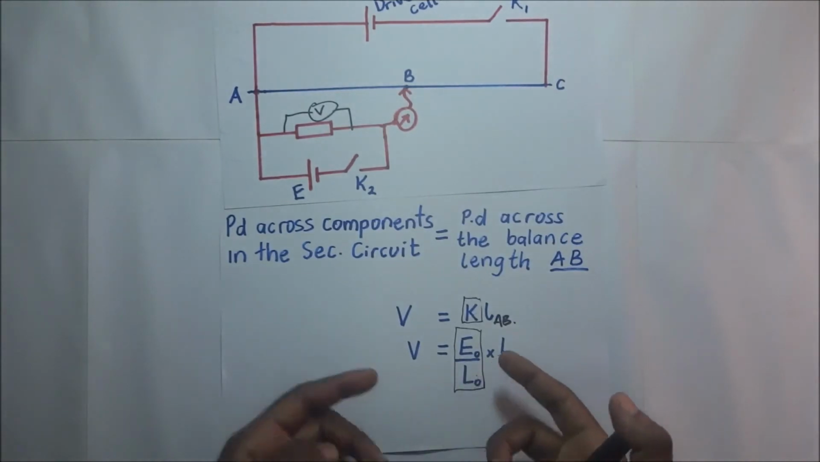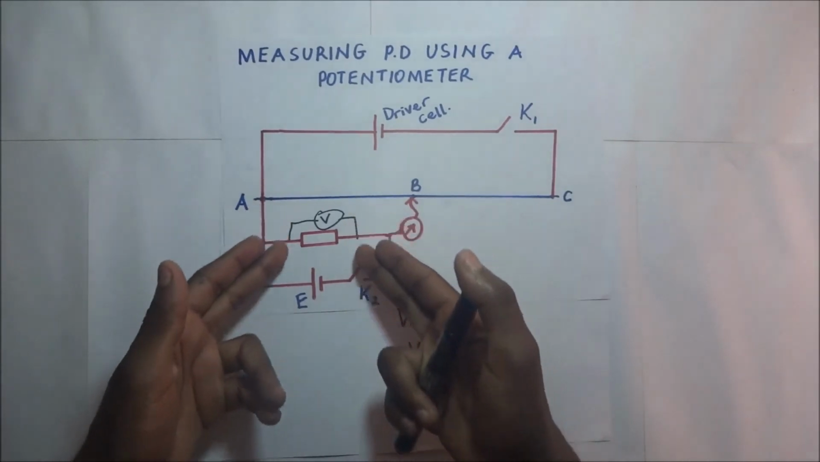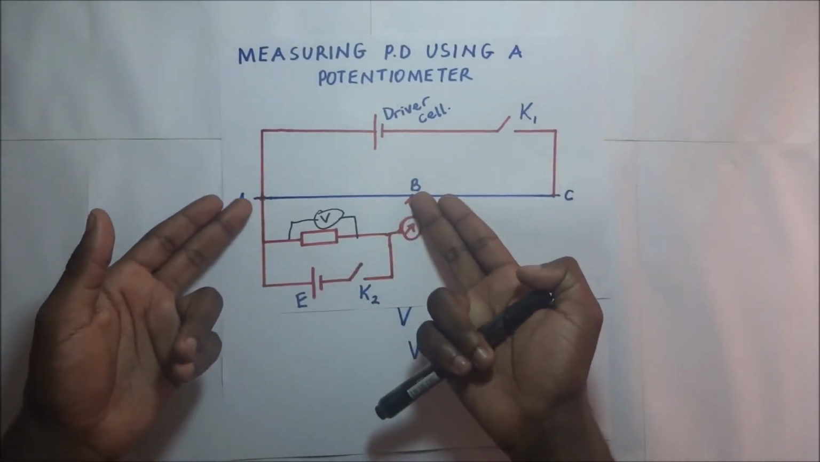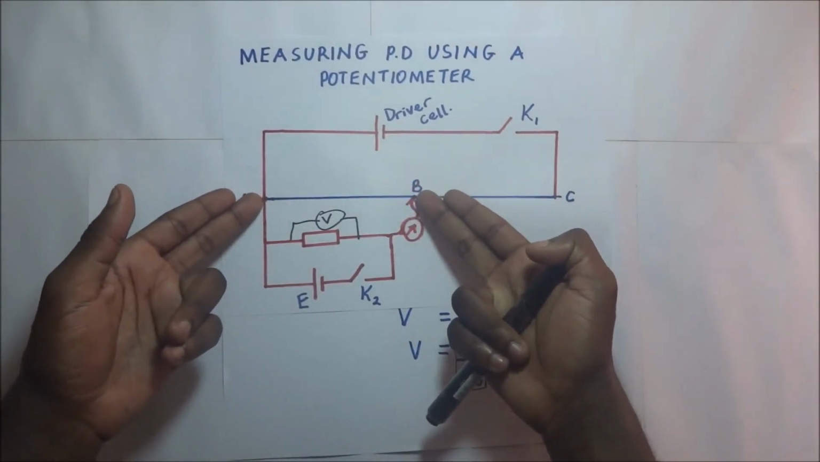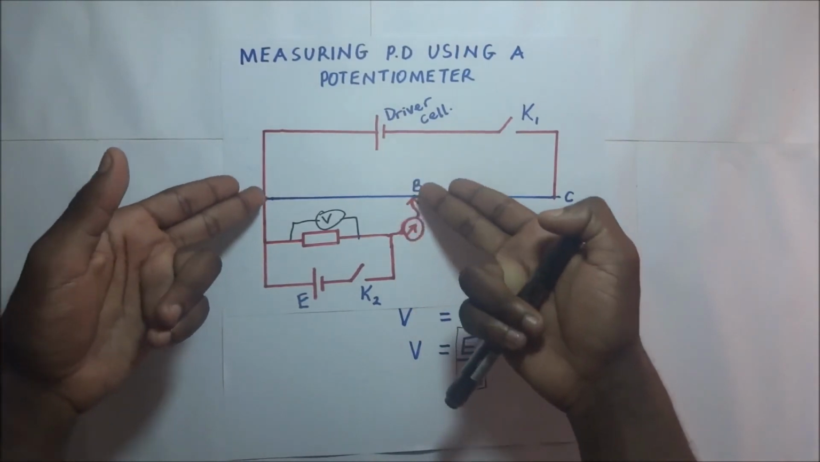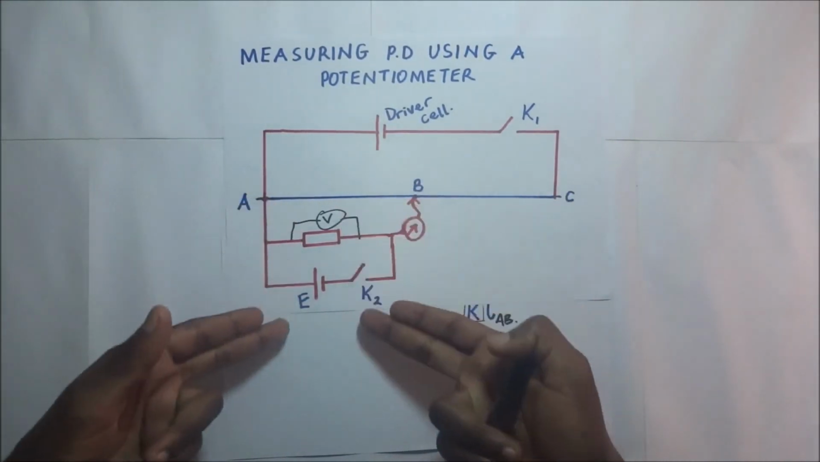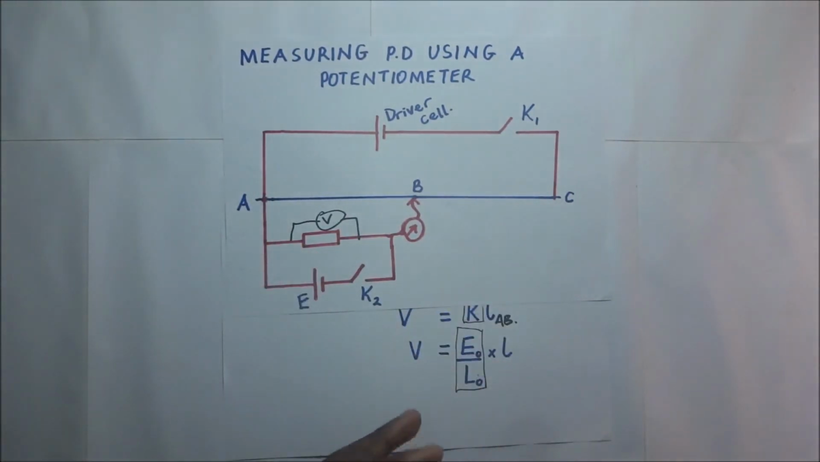And this is definitely how we will always be finding the potential difference across the elements in the secondary circuit. It's a matter of finding the balance point. When the galvanometer is not deflecting, then we get the balance length. And after getting the balance length, the principle here is that the potential difference across the balance length is equal to the potential difference across whatever is in the secondary circuit. And then we proceed on and on with our calculations.